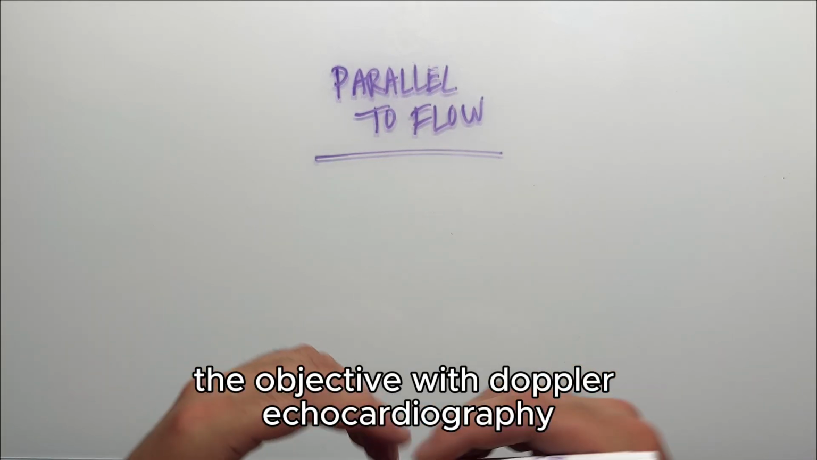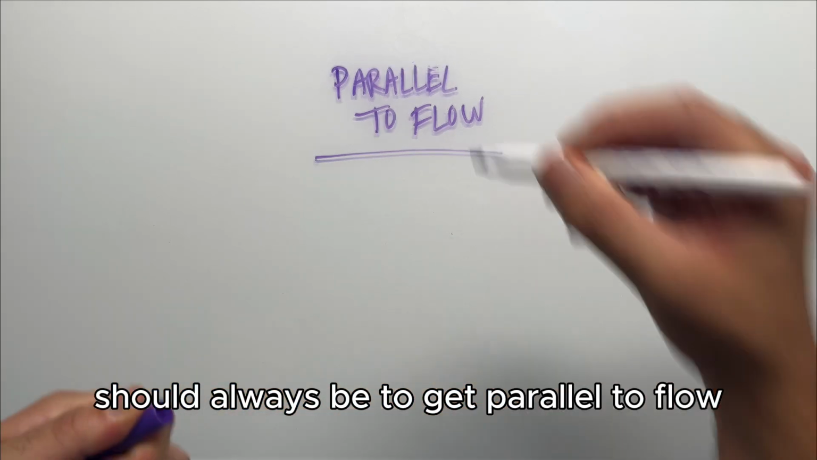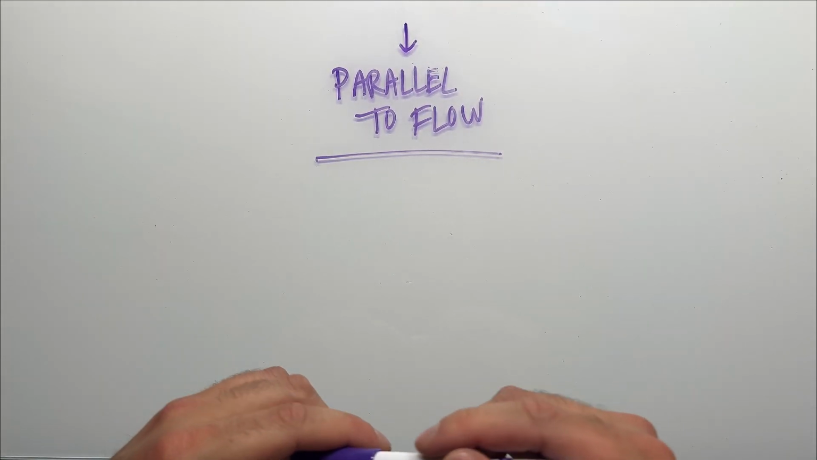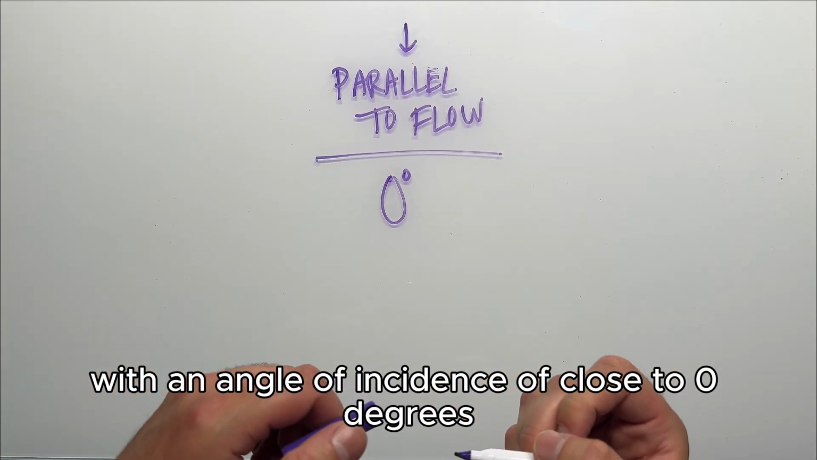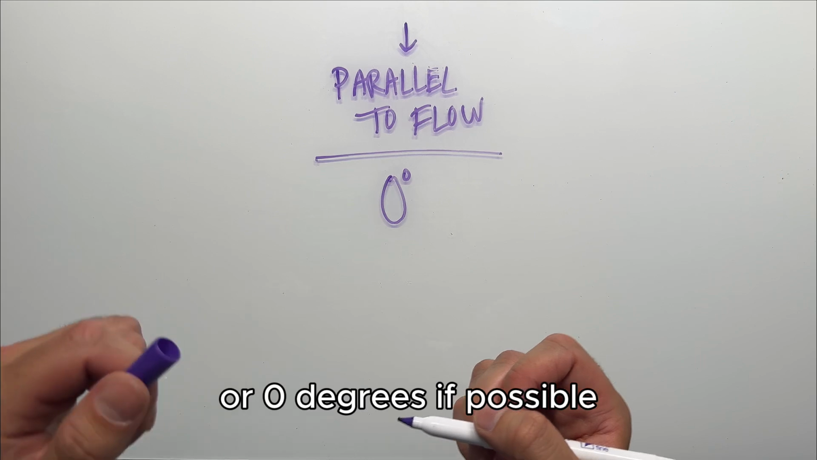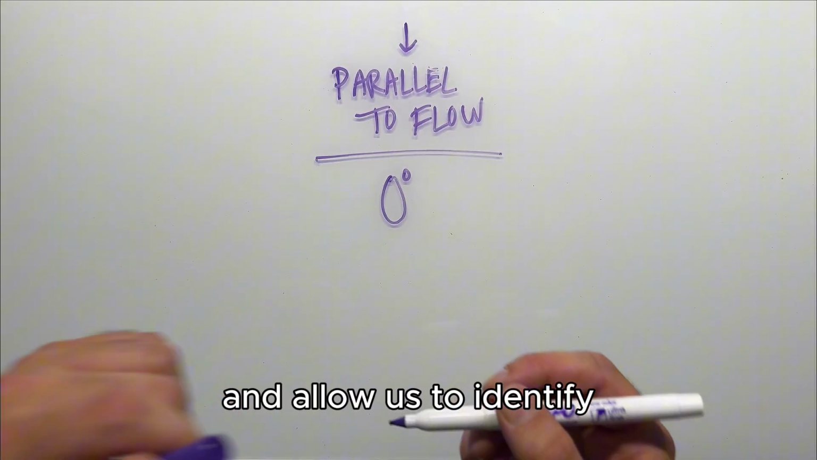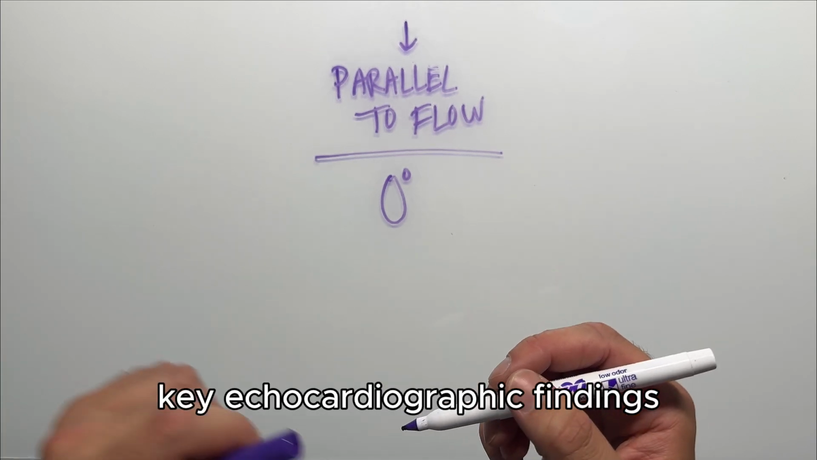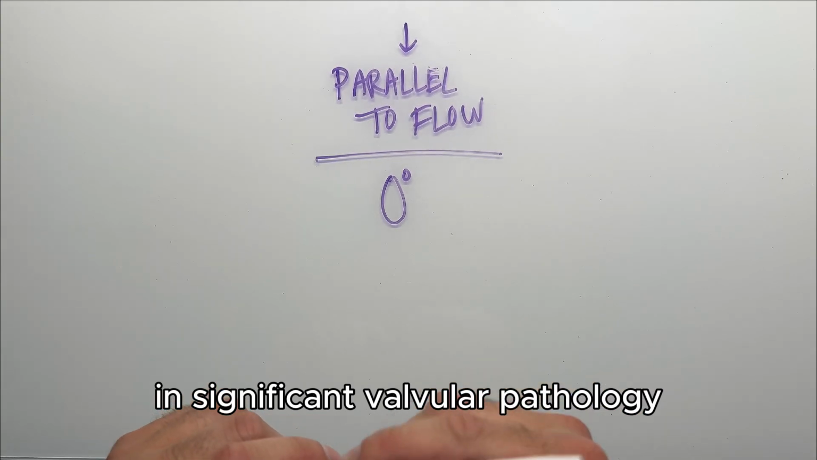The objective with Doppler echocardiography should always be to get parallel to flow, with an angle of incidence of close to 0 degrees or 0 degrees if possible. This will yield clear Doppler signals and allow us to identify key echocardiographic findings in significant valvular pathology.